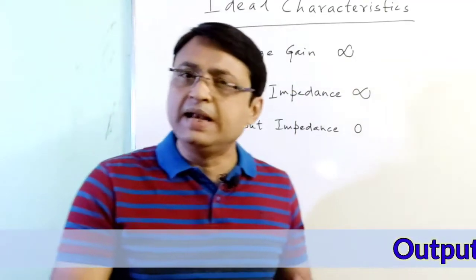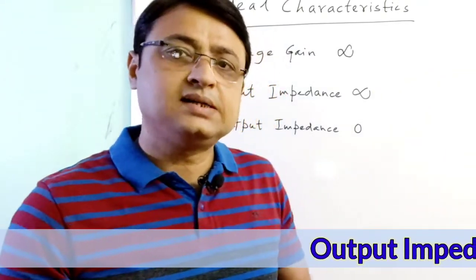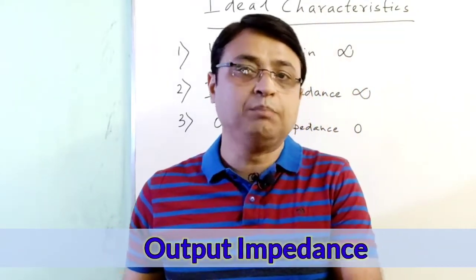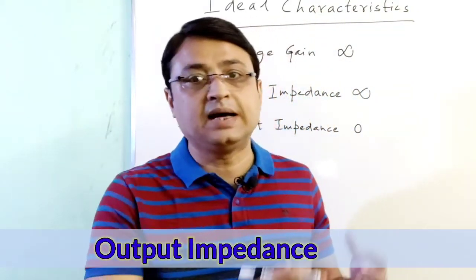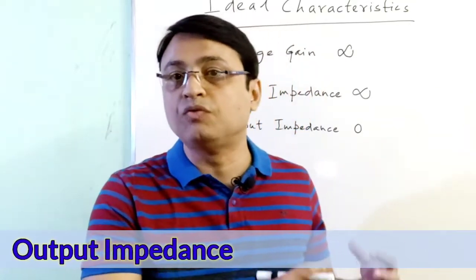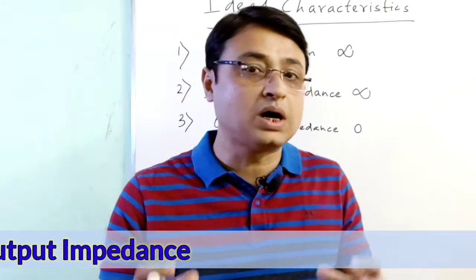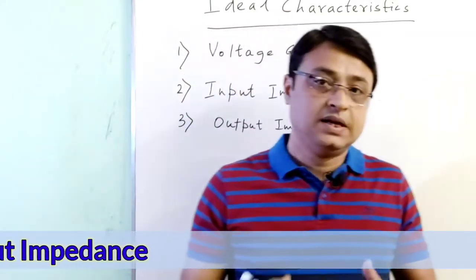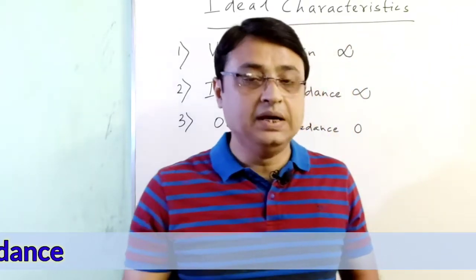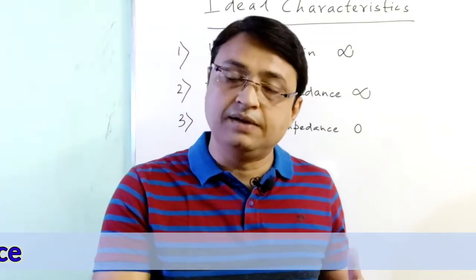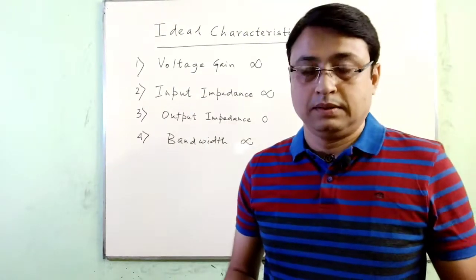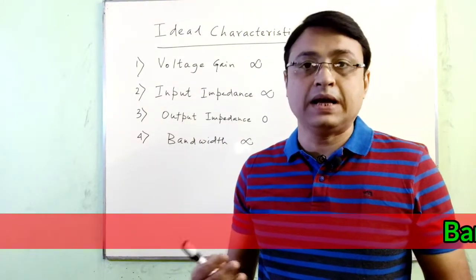Now, if any amount of current enters into the device and then it finds that the output impedance is 0, it means that the entire current will flow across the device, or it will move out of the device. So there will be no current loss inside the device. Now for an ideal op-amp, this output impedance 0 means that the op-amp can drive an infinite number of devices. Okay? Next, number 4, that is infinite bandwidth.